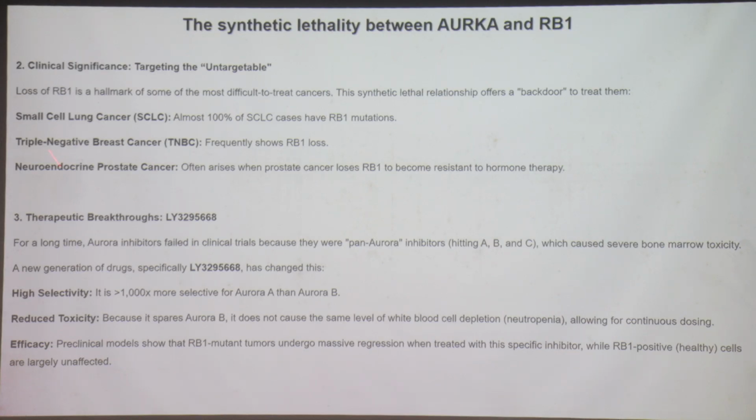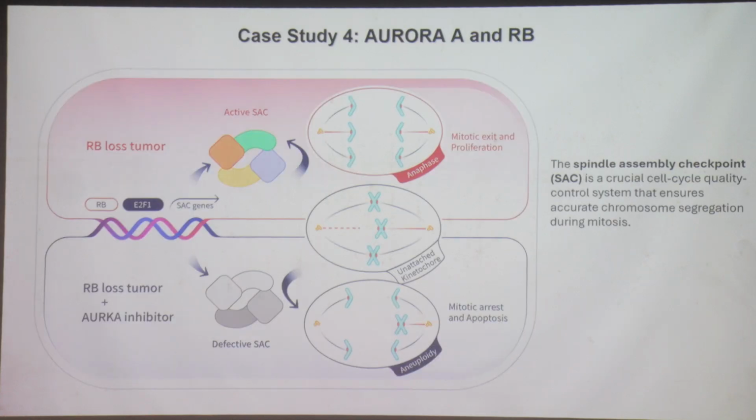One of the problems with Aurora inhibitors is that they are pretty toxic. So recently this Lilly compound was made, and this is 1,000 times more selective for Aurora A than Aurora B. Aurora A and Aurora B are like brothers, very similar to each other, not cousins, brothers. So to make an inhibitor which hits only one and not the other is a big thing. So people think this may get approved by the FDA.